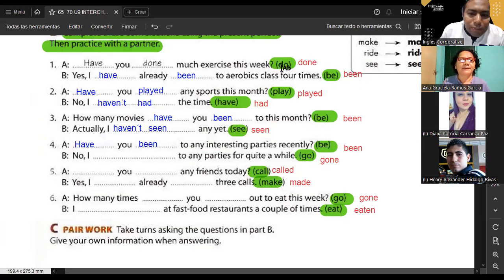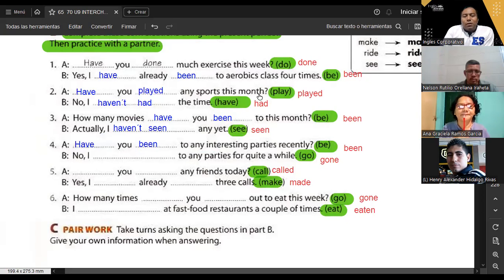Primero identificamos los verbos que están en verde, que están en paréntesis. Los identificamos como cuáles serían los verbos en pasado participio, ¿verdad? The do, done, the be, been, the play, played, the have, been, again, see, seen, been, gone, go, called, make, made, go, gone, eat, eaten. Y de allí, lo único que hacemos es pasar estos verbos de rojo que ya están en pasado participio hacia el espacio. Y también tenemos que poner have o haven't, ¿verdad? Have you, como la E es muda, la V se une con la U. Have you done much exercise this week?